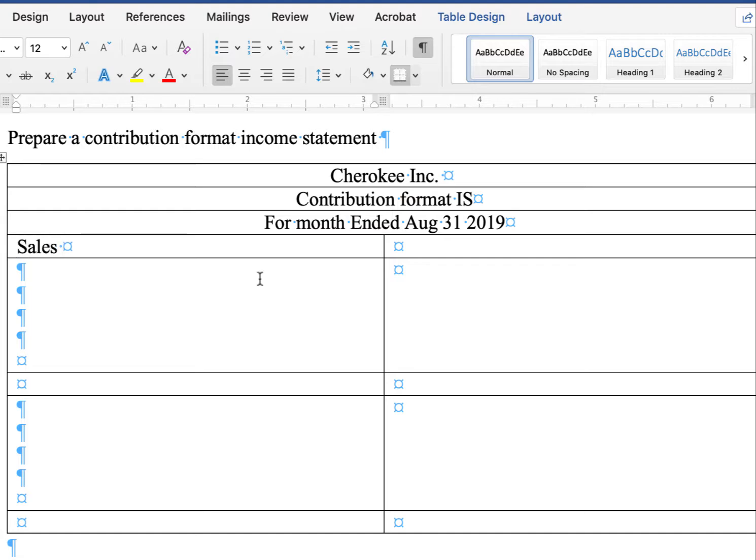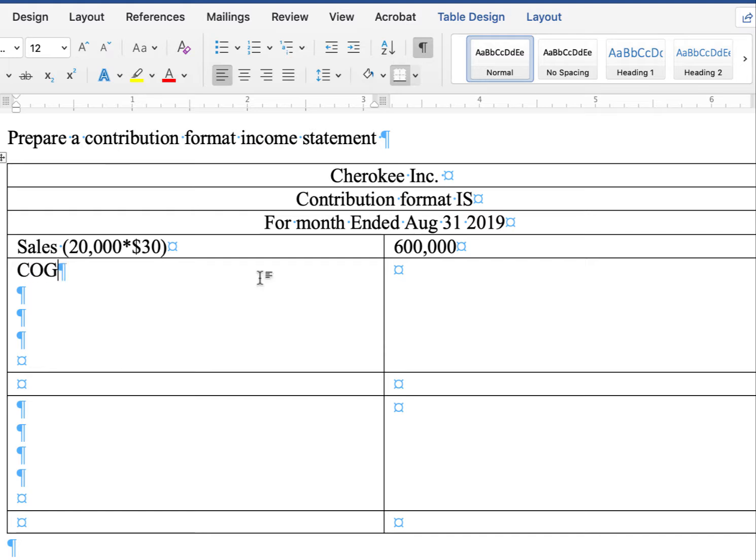Well, sales didn't change. We're still calculating sales the same exact way, right? 20,000 units times $30 still gives me 600,000. Okay, now I need to figure out, what are my variable expenses, right?